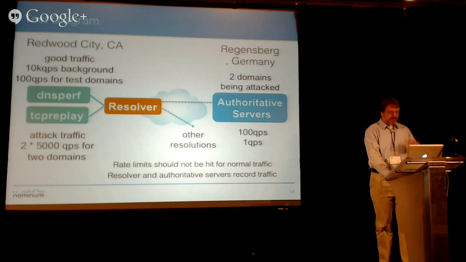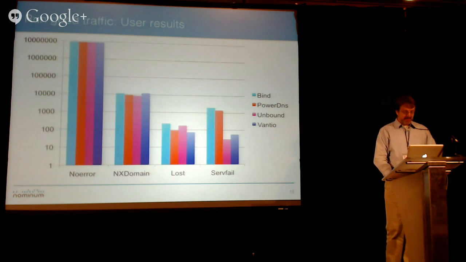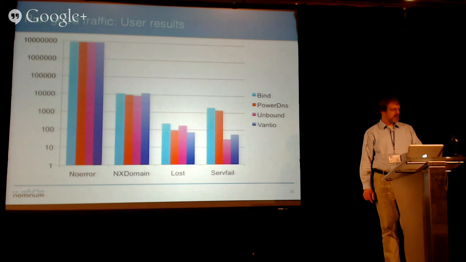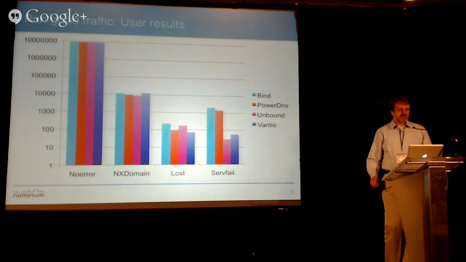And then, of course, the first thing I did was run the good traffic, and the result is on a log scale, so don't be too concerned about the other stuff. NOERROR and NXDOMAIN are valid answers. The traffic that I collected was actually all NOERROR.